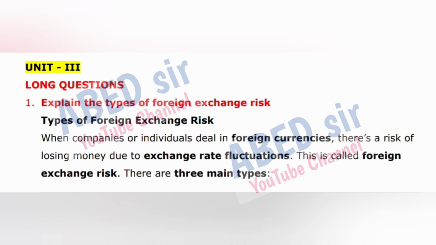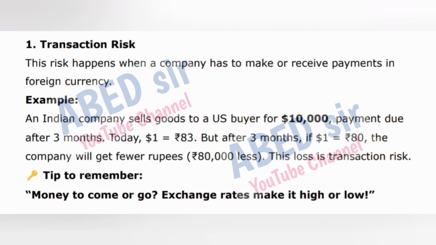This is called foreign exchange risk. There are 3 main types. 1. Transaction risk. This risk happens when a company has to make or receive payments in foreign currency. Example: an Indian company sells goods to a US buyer for $10,000, payment due after 3 months.